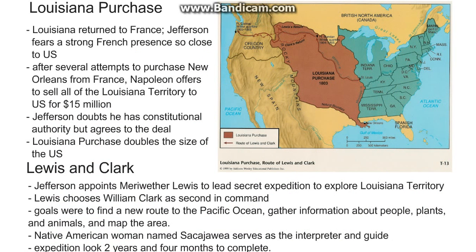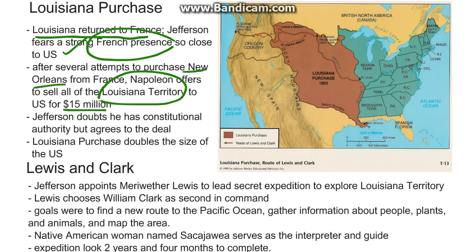The Louisiana Purchase. Louisiana was returned to France, and Jefferson was afraid of having a French presence so close to the United States-held territory. So after several attempts to try to purchase the port of New Orleans from France, Napoleon needs money to be able to continue to fight the war against Great Britain. So he agrees to sell all of the Louisiana territory for $15 million, which is a few cents an acre.